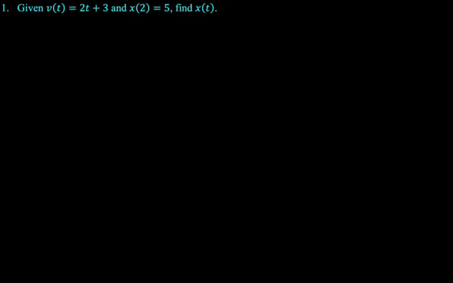So given that v of t is 2t plus 3 and x of 2 is equal to 5, we want to try to find x of t. So this is a reverse the power rule situation. Like, what did we take the derivative of to get 2t plus 3?